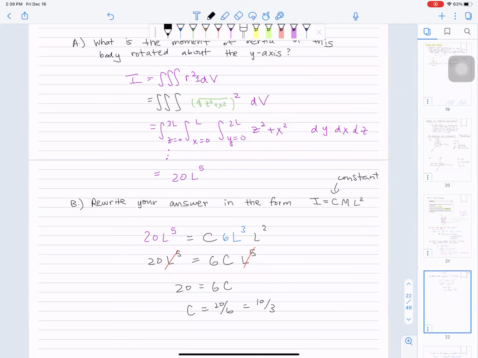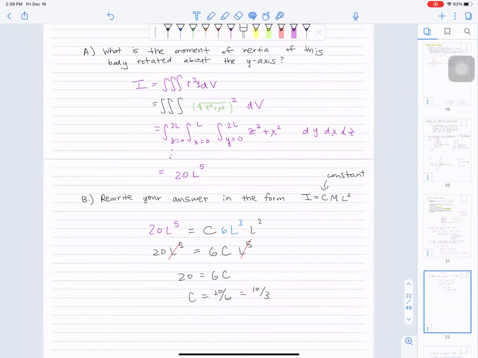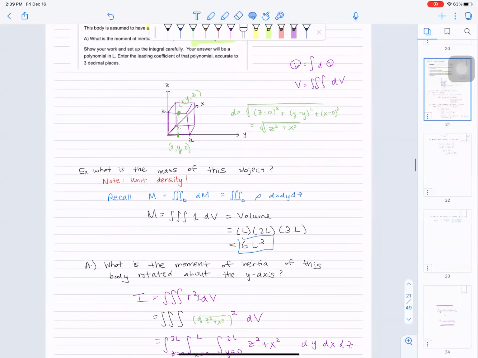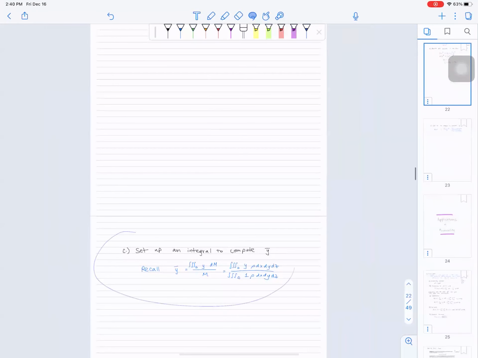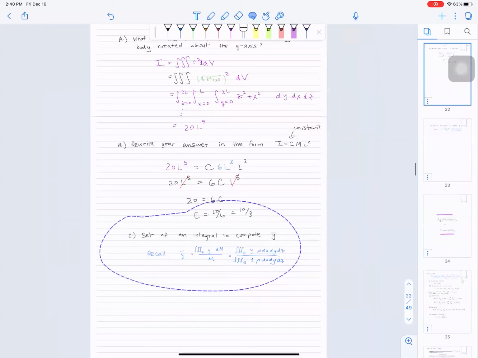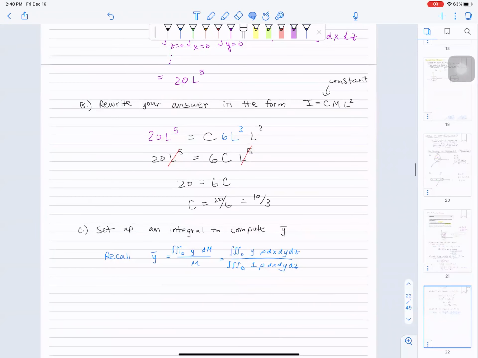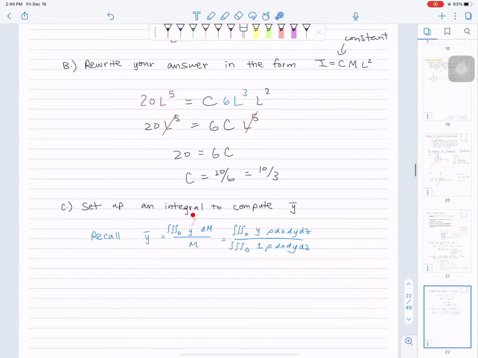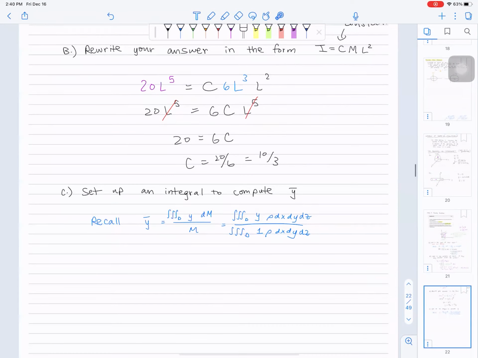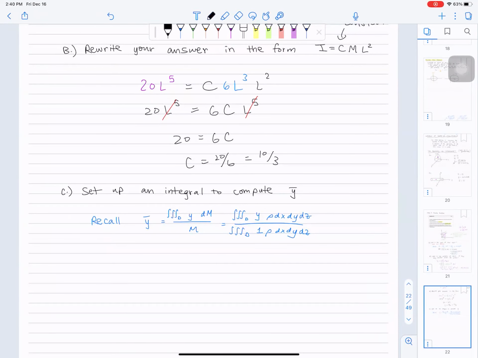Okay. And part C says, actually, I don't know if these are parts. Maybe I made these questions up. So set up the integral to compute y bar. Well, what is y bar? We recall the formula: triple integral of y dm over m. Well, we have unit density right now, right? So these things are dV. And so our y bar is going to be the triple integral of y dV over the triple integral of 1 dV.